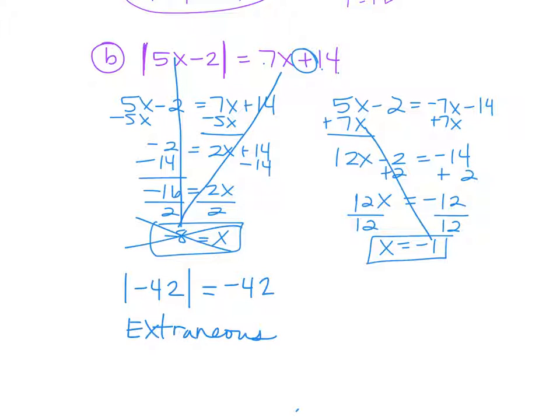Plug in a negative 1. 5 times, oh, over here, sorry. 5 times negative 1 is negative 5, minus 2 is negative 7. And then 7 times negative 1 is negative 7, plus 14 is a positive 7. That is true. So your answer is x equals negative 1. Okay, so ditch the extraneous. That is not an answer. I still want to see your work on it, but don't circle it, box it. Just ditch it. Okay? That is it.